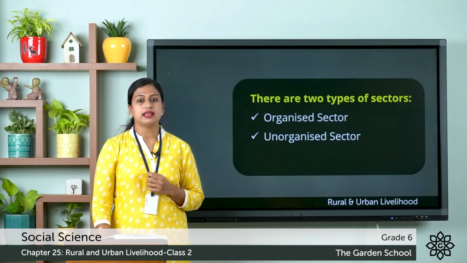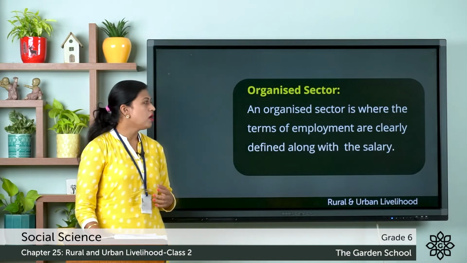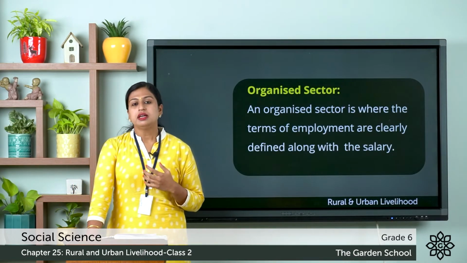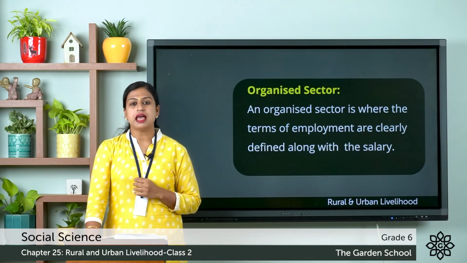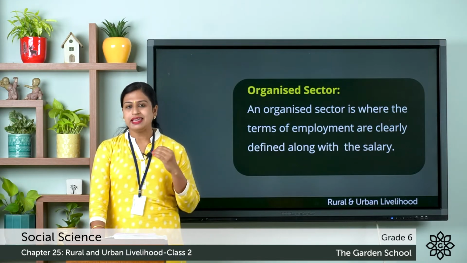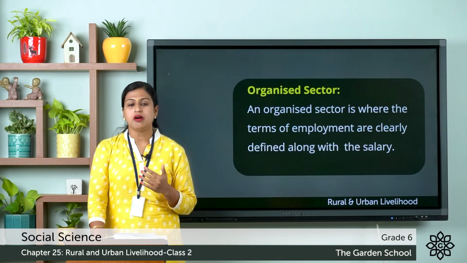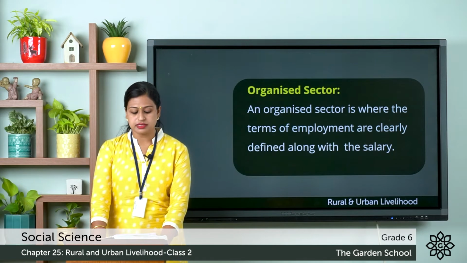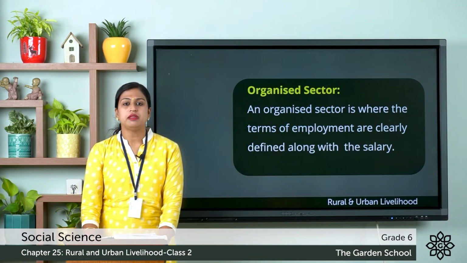So, we can say that in our society there are two types of sectors, that is, organized sector and unorganized sector. So, let us understand their meaning. The first one is the organized sector. Here the terms of employment are clearly defined along with the salary, and they cannot be asked to leave the job without any reason or without proper notice. They are also provided with different types of benefits.